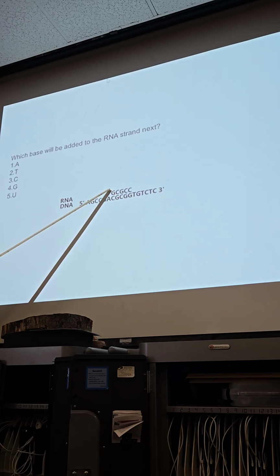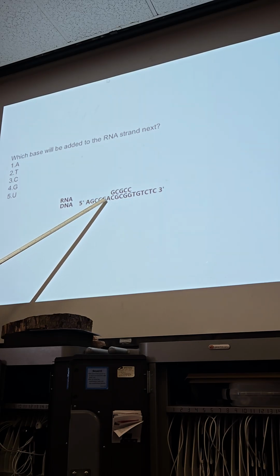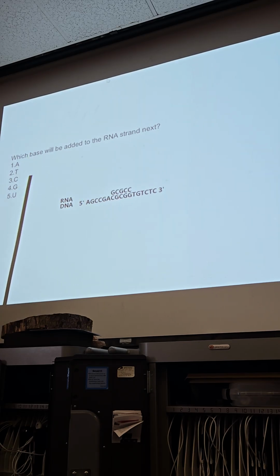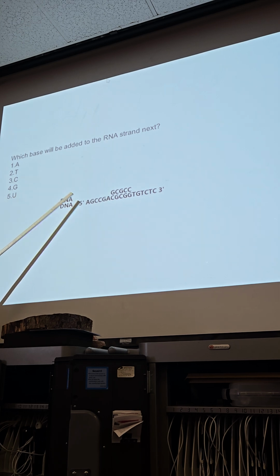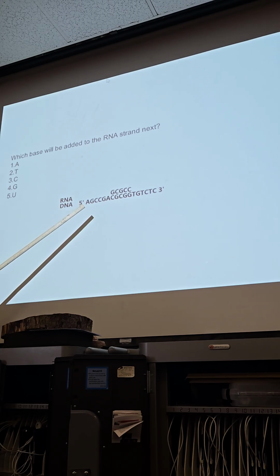This is the 3' end. This is 5'. So we're building 3'. So therefore, we're going to bind A to T. It can't be T because it's RNA, therefore it is U. A to U. The next code is U. Then C, then G, then G, then C, and then U.